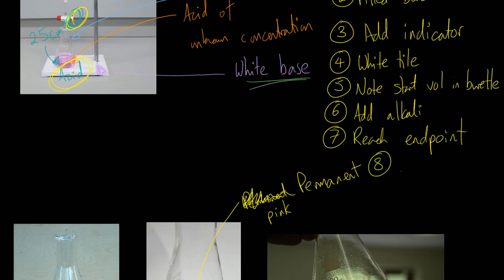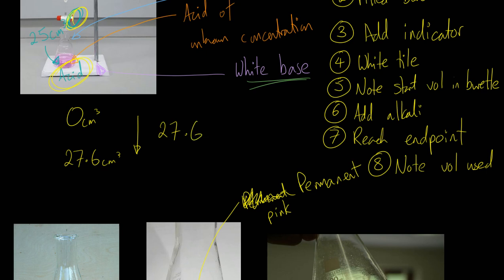Step 8, you note the volume used. So if I started at 0 centimetres cubed, and then it went all the way to, I don't know, 27.6 centimetres cubed, I know that I have used up 27.6 centimetres cubed of alkali. It may also say mil on the side of a burette, but for our purposes they are basically the same thing.